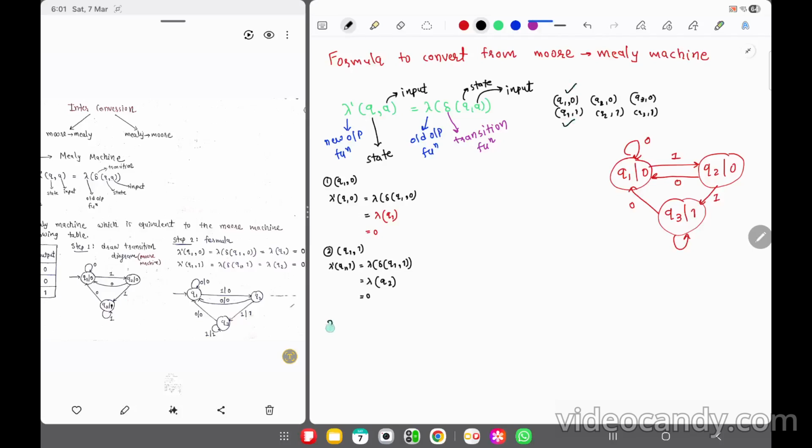Now we will check state Q2 for the input 0: λ'(Q2, 0) = λ(δ(Q2, 0)). If we give Q2 the input 0, we go to Q1. So we write Q1, and the output of Q1 is 0. So we write 0.